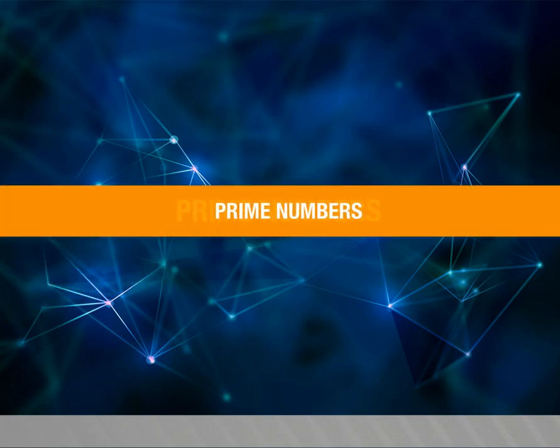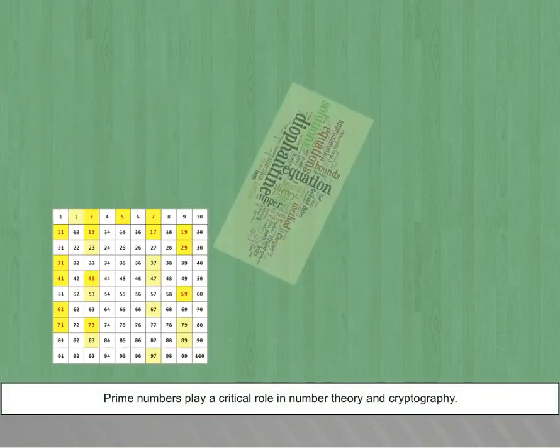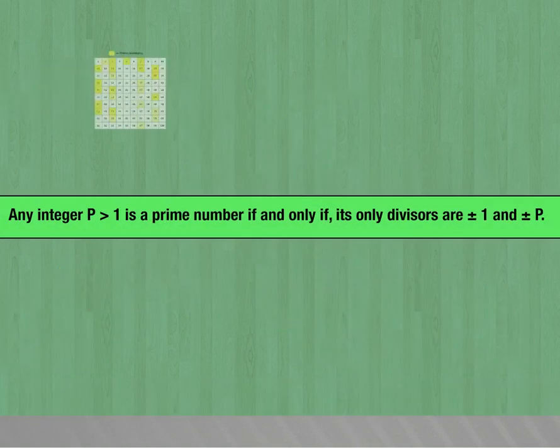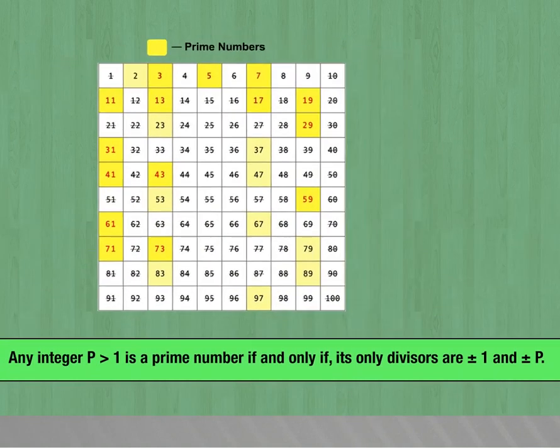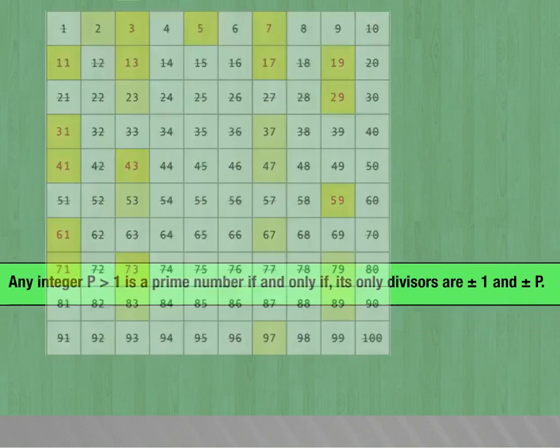Prime numbers. In this video, we are going to see about prime numbers. Prime numbers play a critical role in number theory and cryptography. Any integer p greater than 1 is a prime number if and only if its only divisors are plus or minus 1 and plus or minus p.